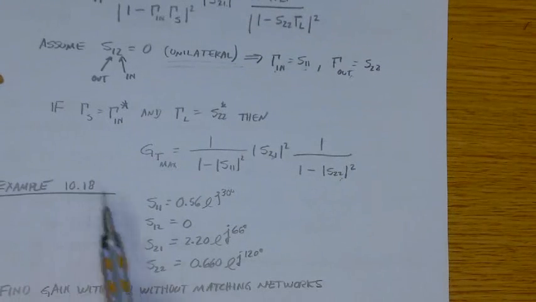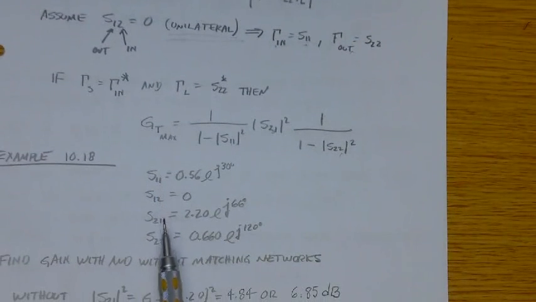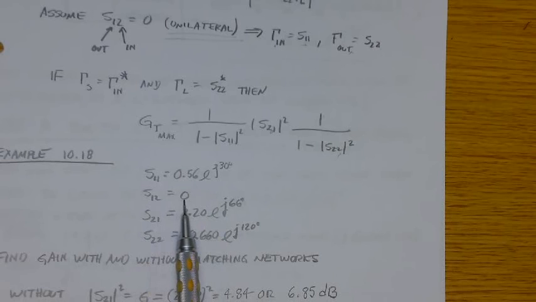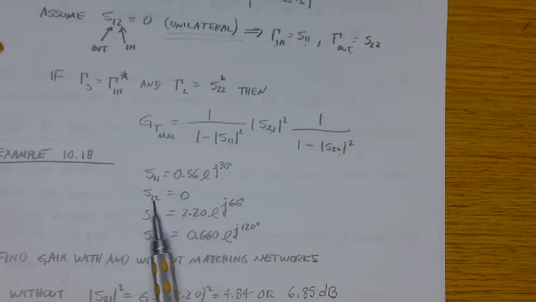So for example, and this is example 10.18, suppose you have a microwave amplifier and at the frequency that you're going to use it at, the S parameters for your transistor have been measured and they're given to you here. So you see immediately that S12 is 0. And so remember how this goes: output at port 1, signal input at port 2 is 0. So the backward gain is 0, and that satisfies the unilateral assumption.